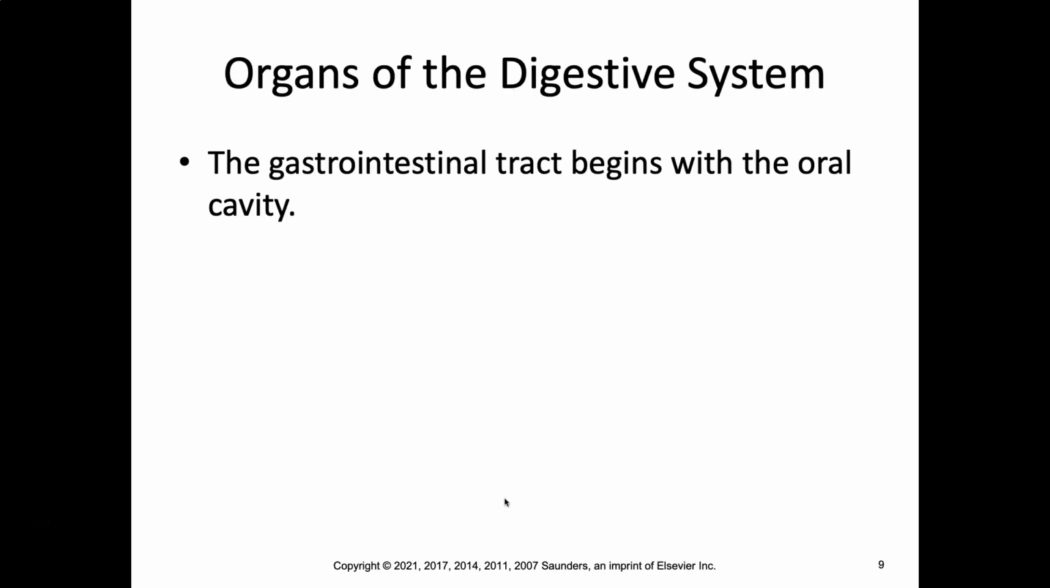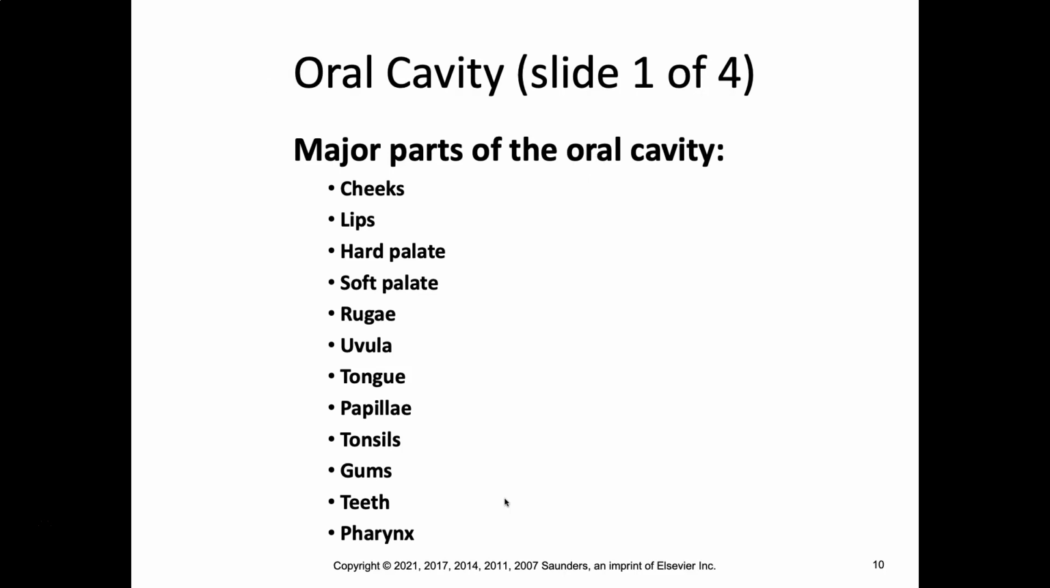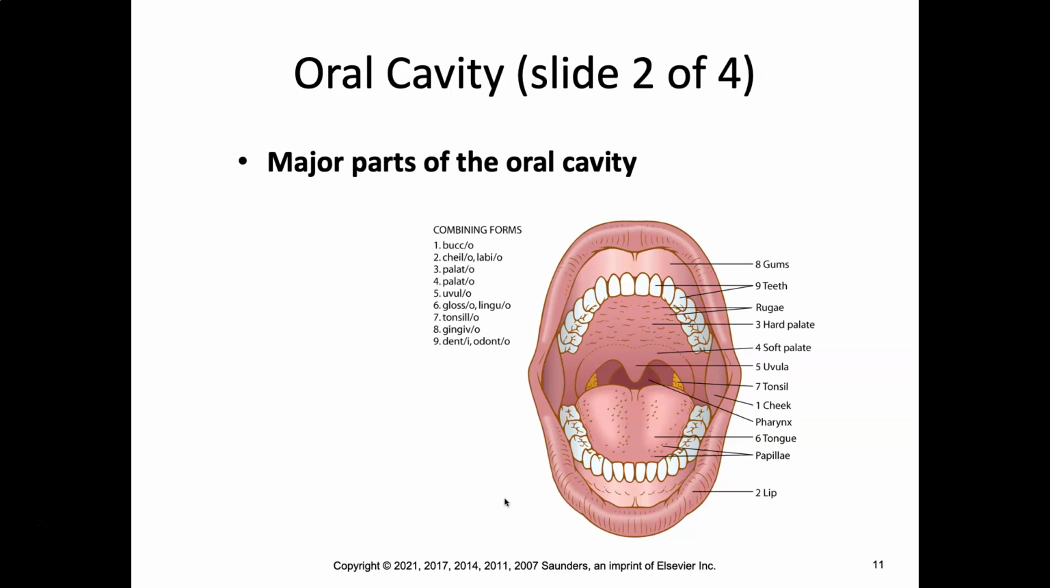So let's talk about the organs in the digestive system and how they work together. It begins with the oral cavity. The parts of the oral cavity are the cheeks, lips, hard palate, soft palate, rugae, uvula, tongue, papillae, tonsils, gums, teeth, and pharynx. Here's a visual of all of those pieces and parts. You can see those numbered on the right-hand side of your screen, and the combining forms on the left-hand side for all of those parts.